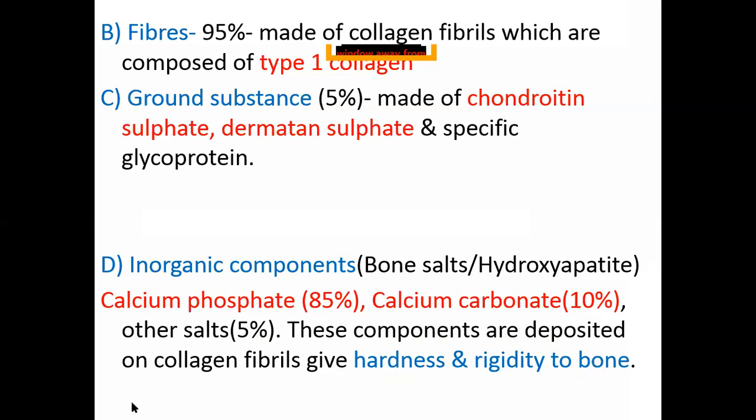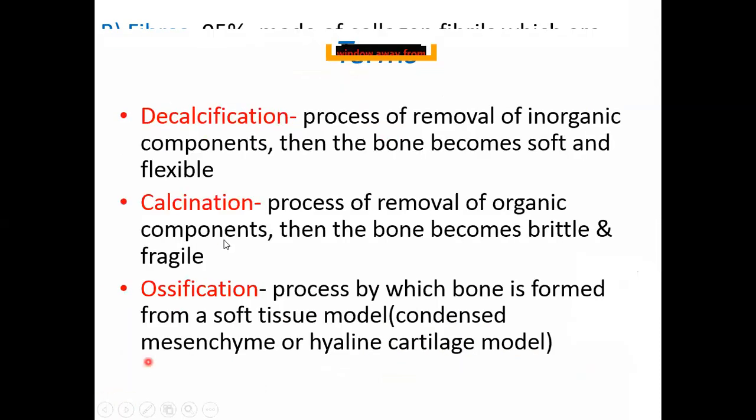Okay, fine. Now moving on. These are some procedures or terminologies. Decalcification is the process of removal of the inorganic components, and then the bone becomes soft and flexible. Calcination is removal of organic components, and then the bone becomes brittle and fragile.